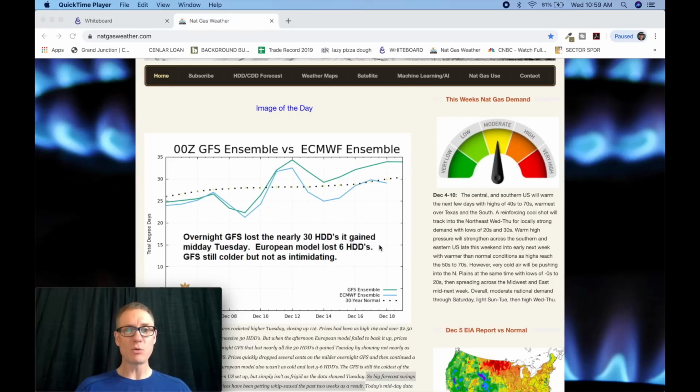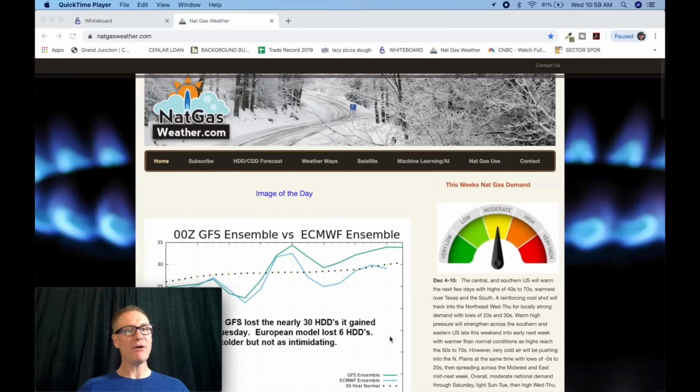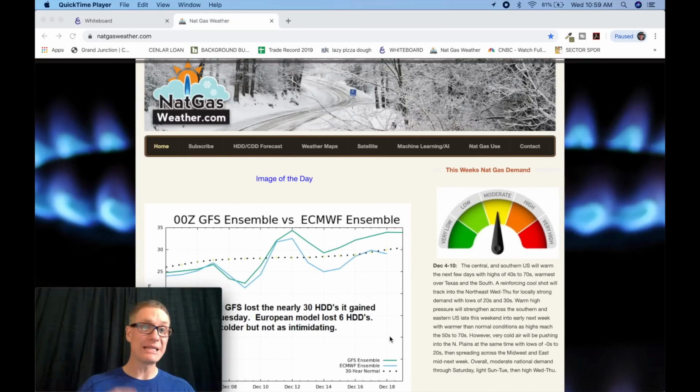So come to natgasweather.com, look at the image of the day, scroll right down to this paragraph, read this. It'll give you an exact, to-the-point reason as to why we're seeing a pullback in price, and then you can move on from there and make your decision. So that's about all I have for weather right now. Let's dive into the charts.